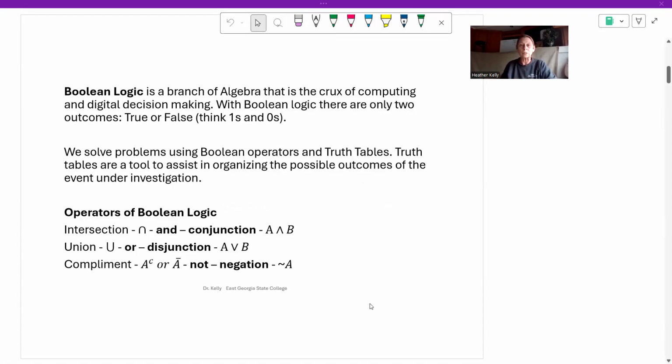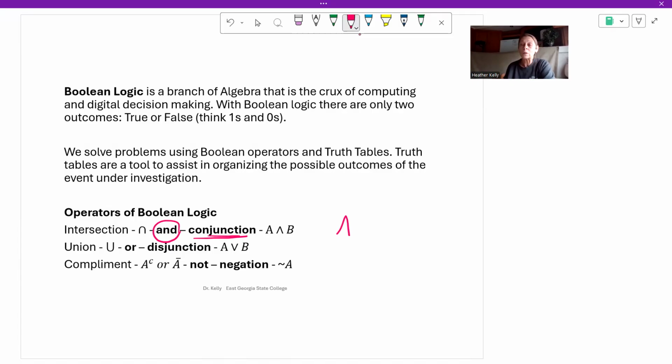So we have the intersection. For sets, everything here that's not bolded is sets, and everything here that's bolded is Boolean logic. For sets, we have the intersection, which is the upside down U, and that's everything that's in both sets. In Boolean logic, we call it and, and we also call it the conjunction. And instead of using the upside down U, we use this little A without the bar. That's the symbol that we use.